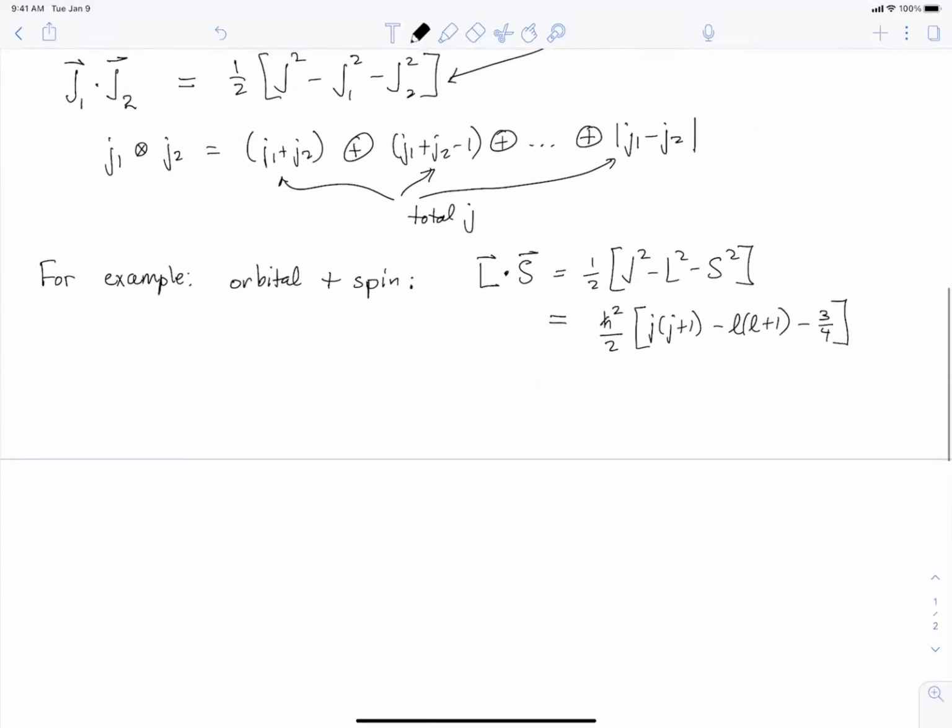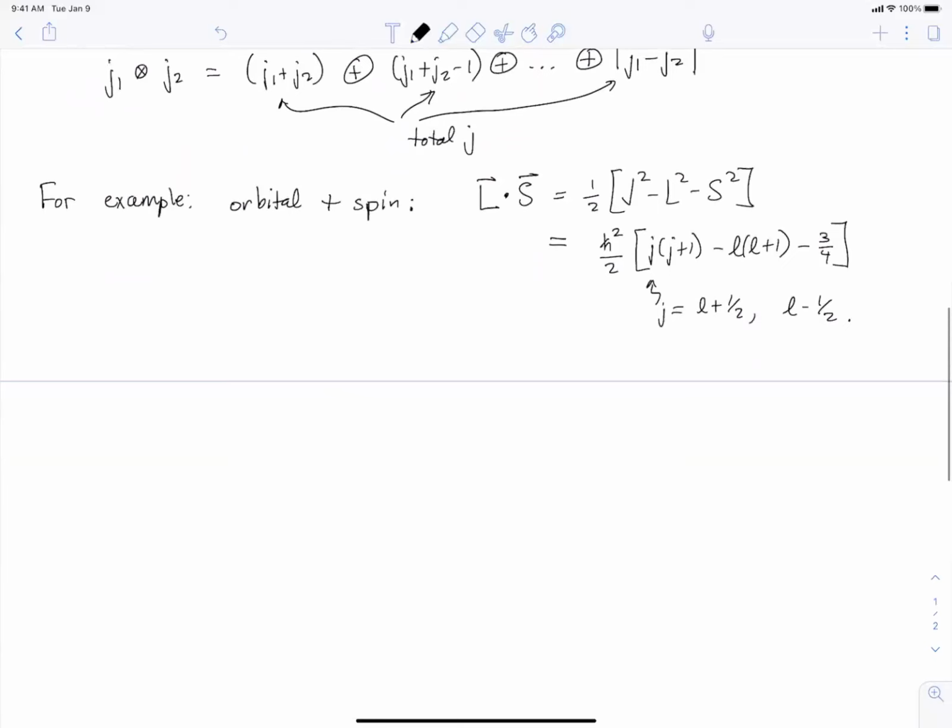Okay, and the allowed values of J are L plus 1/2 and L minus 1/2. Those are the only allowed values. And so what we can write is, if you take the tensor product of an orbital angular momentum and a spin, the orbital angular momentum has to be an integer. The spin is always 1/2 for a spin 1/2 particle. And so this is equal to L plus 1/2 and L minus 1/2. Those are the total angular momentum basis labels.